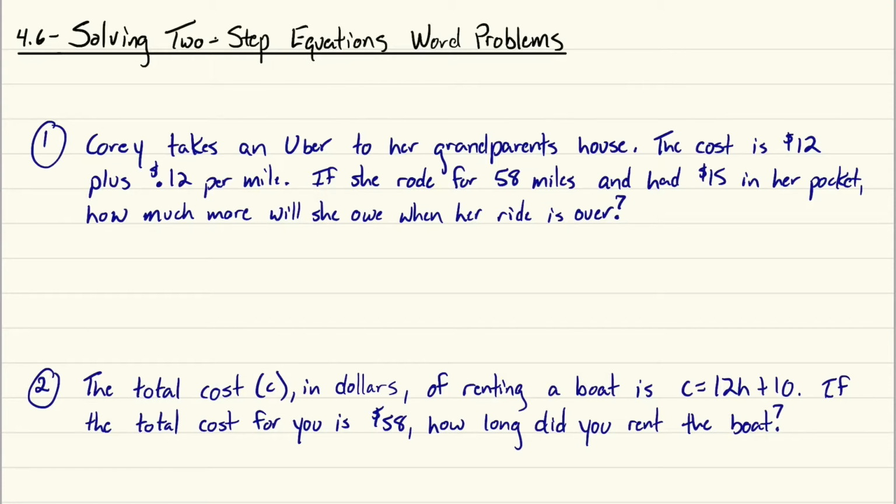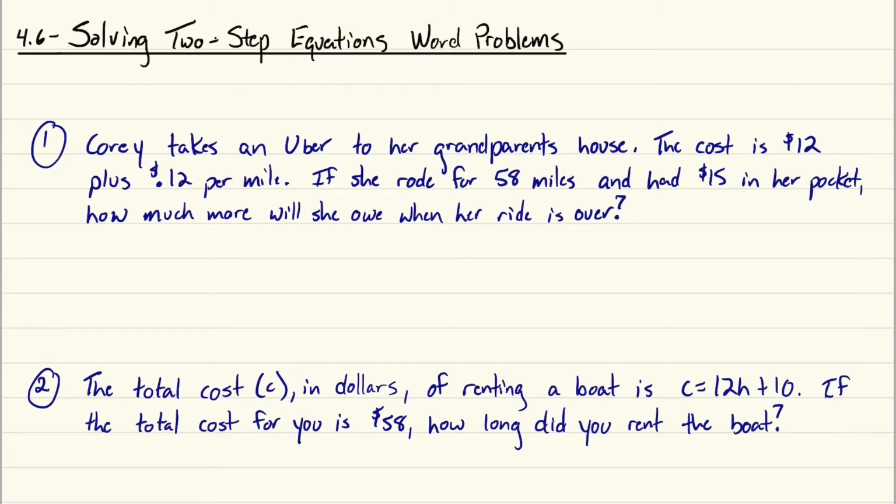So our first example is that Corey takes an Uber to her grandparents' house. The cost is $12 plus 12 cents per mile. If she rode for 58 miles and had $15 in her pocket, how much more will she owe when her ride is over?